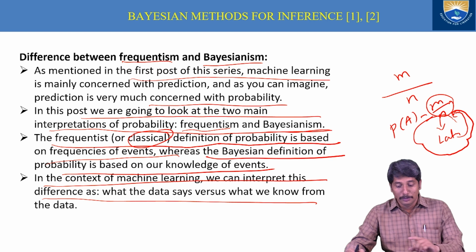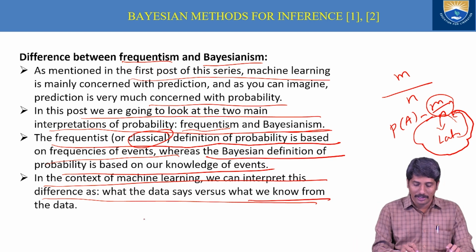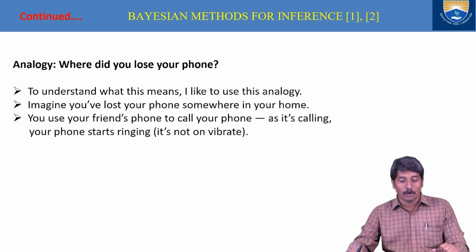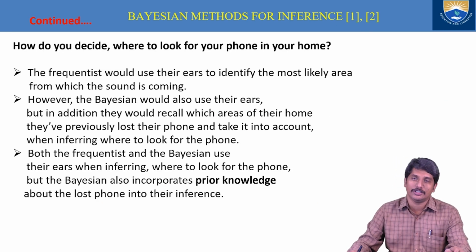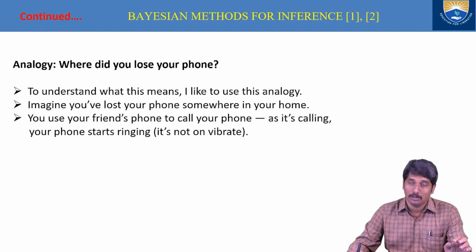So in Bayesianism, generally we try to analyze the data, whereas in frequentism, we just take the data as it is and predict. Now, let us try to understand with a beautiful example which helps you understand the difference between frequentism and Bayesianism.